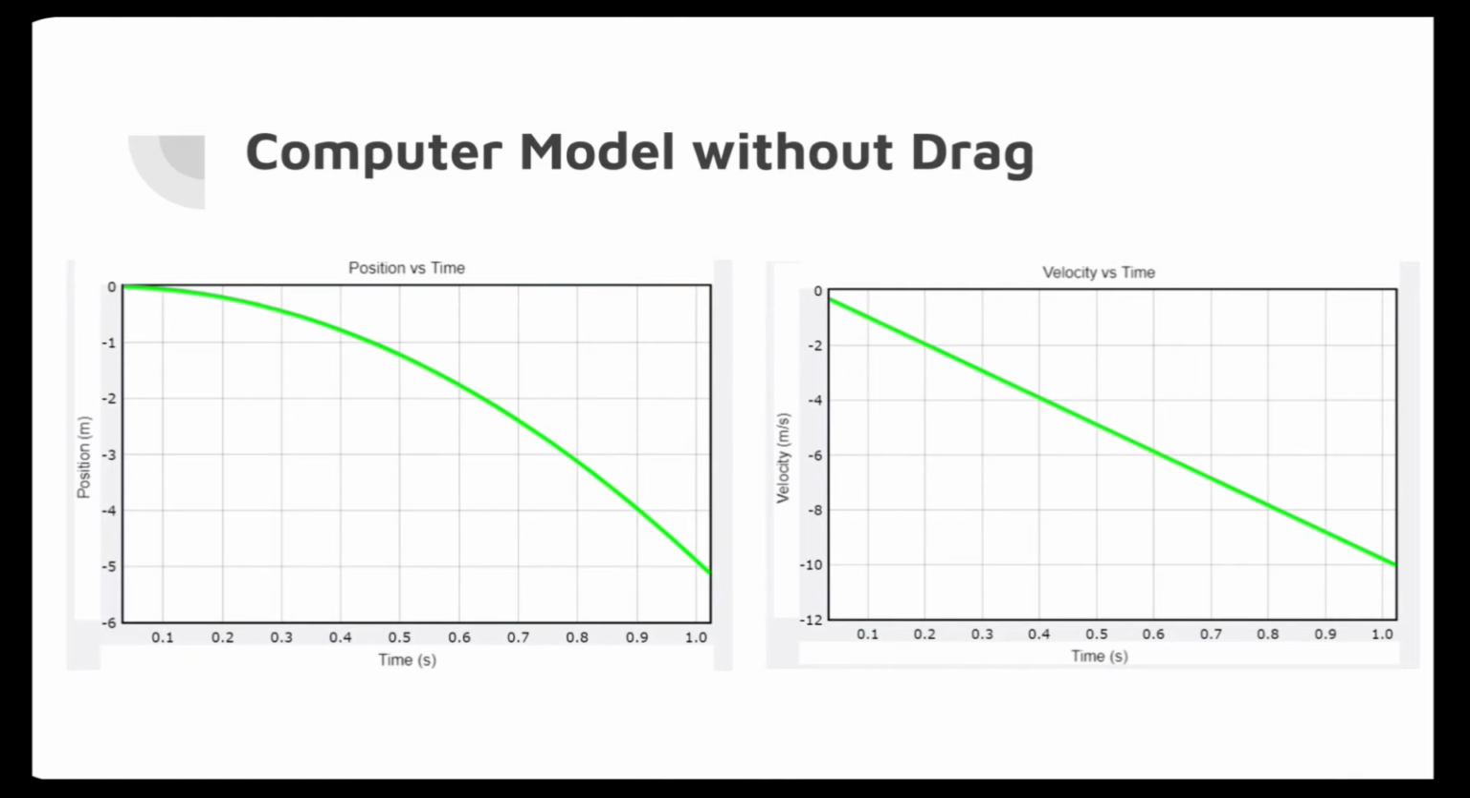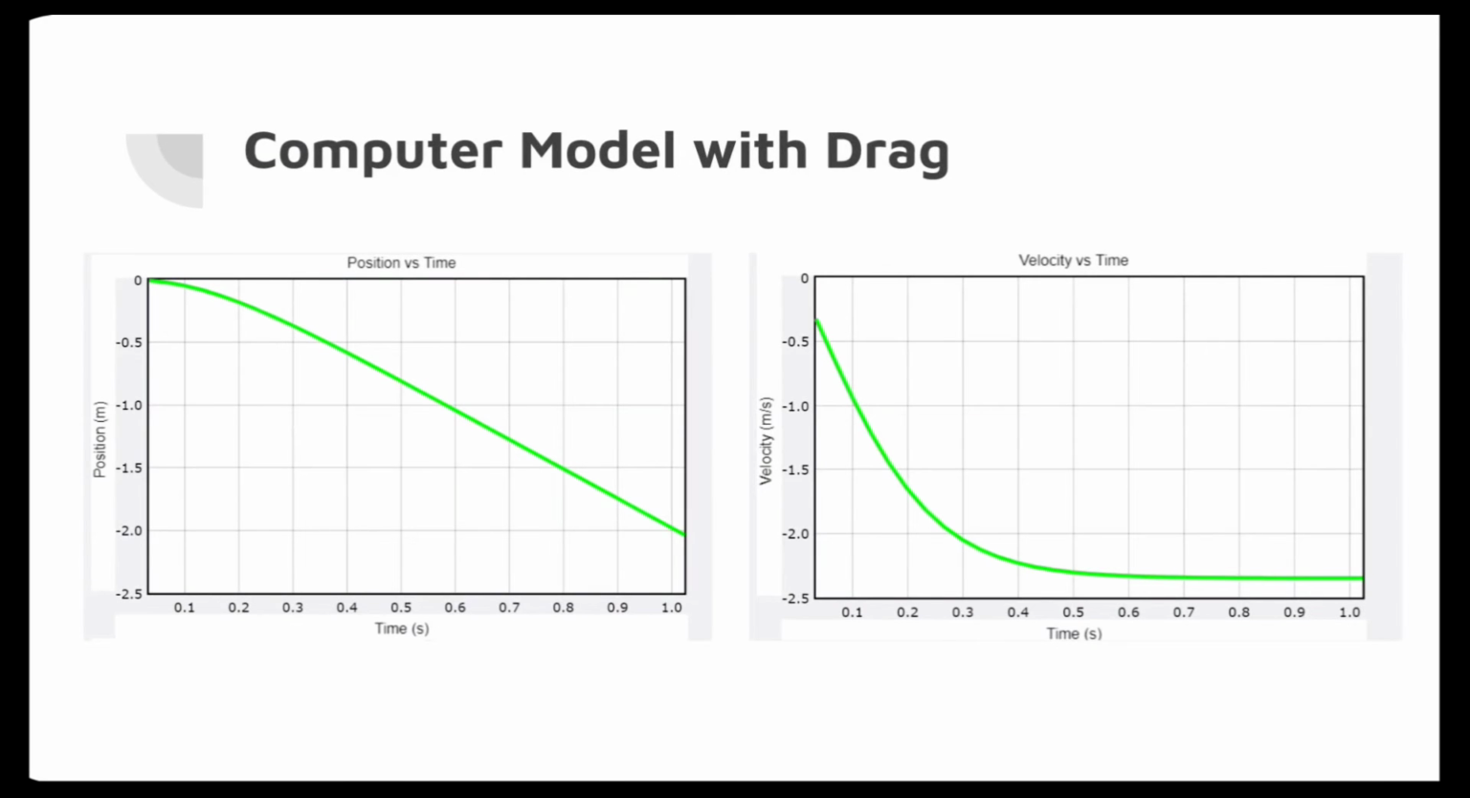Now here you can see the results from the computer model that does not take drag into account. On the position versus time graph, it's a steady curve the entire time, and you can see on the velocity versus time graph, it's a constant slope, meaning the acceleration is constant, the acceleration being acceleration due to gravity.